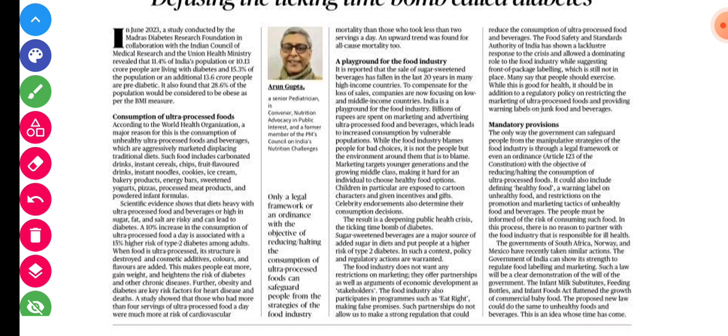In such a process, there is no reason to partner with the food industry that is responsible for ill health. The governments of South Africa, Norway, and Mexico have recently taken action against these ultra processed food industries. The government of India can show its strength to regulate food labeling and marketing. Such a law will be a clear demonstration of the will of the government. The Infant Milk Substitutes, Feeding Bottles and Infant Foods Act curbed the growth of commercial baby food. The proposed new law could do the same to unhealthy foods and beverages.